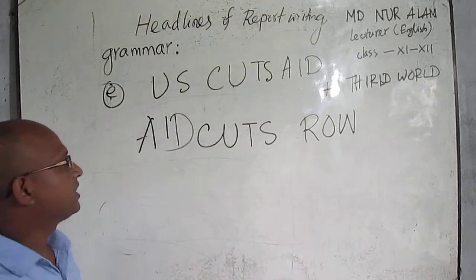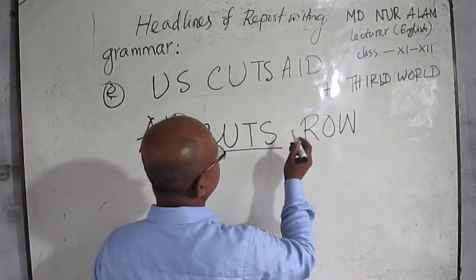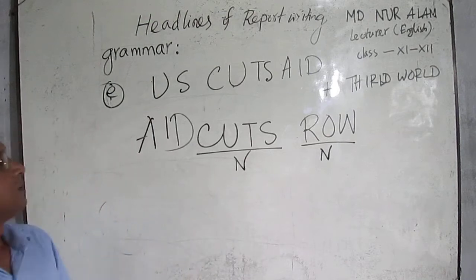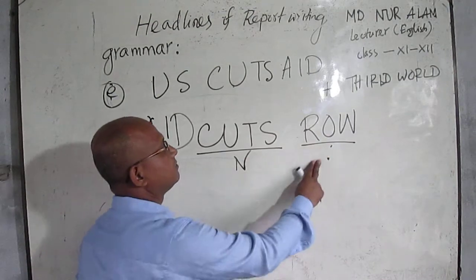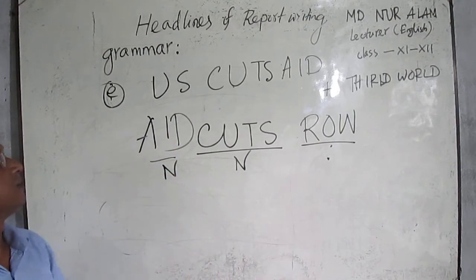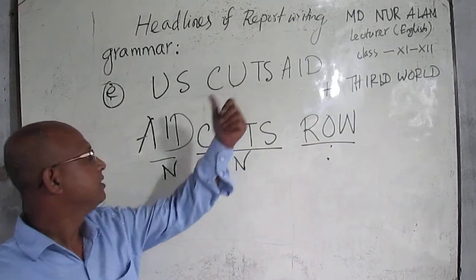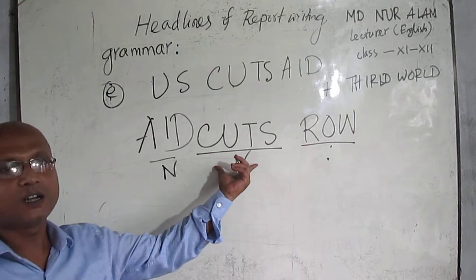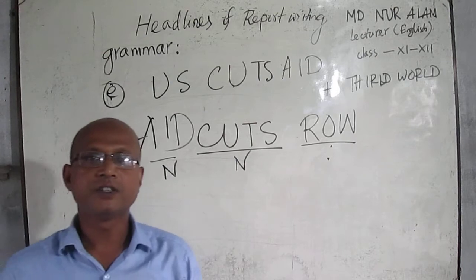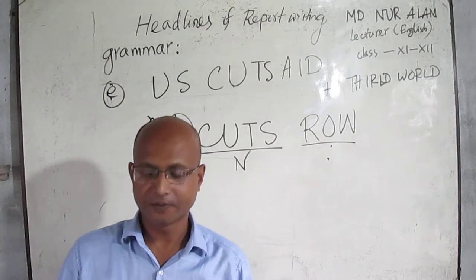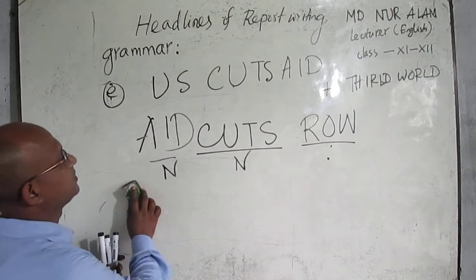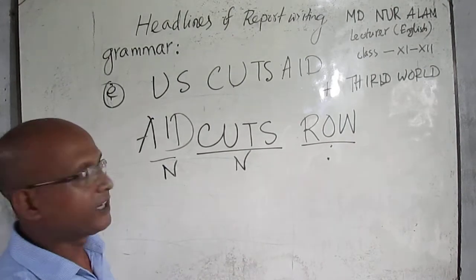Aid and cuts are both nouns here. In the earlier sentence, cuts is a verb, but in this headline, cuts is a noun. So I think I am clear to you, and I think you have already understood. Next example of the headline.